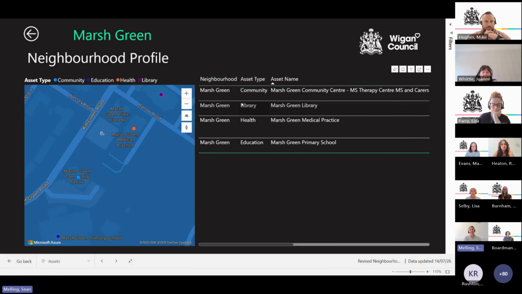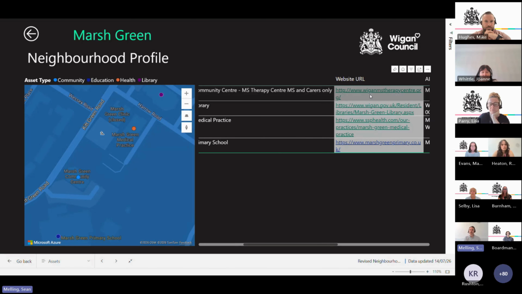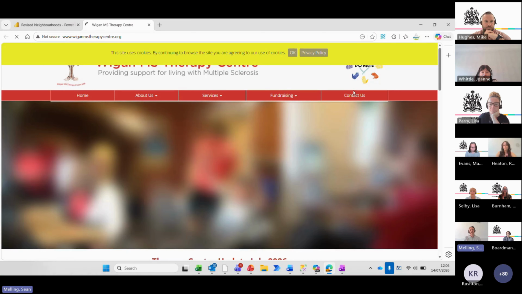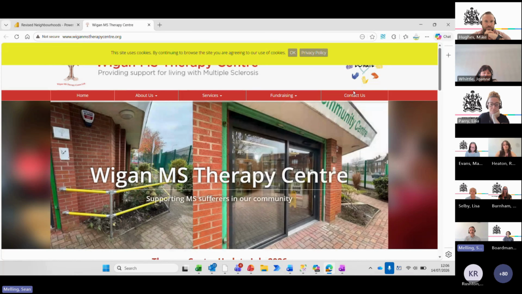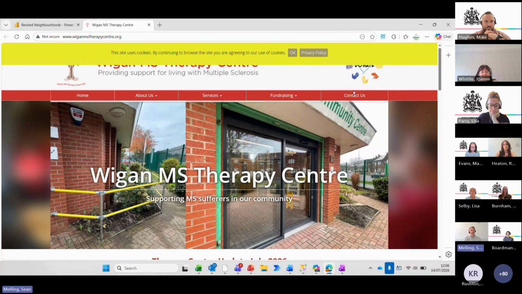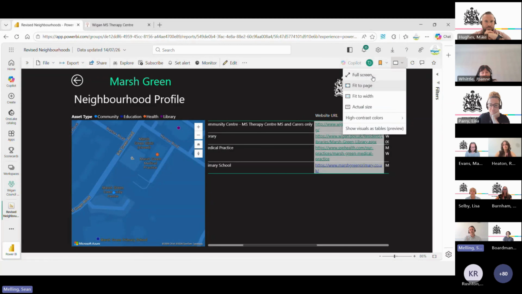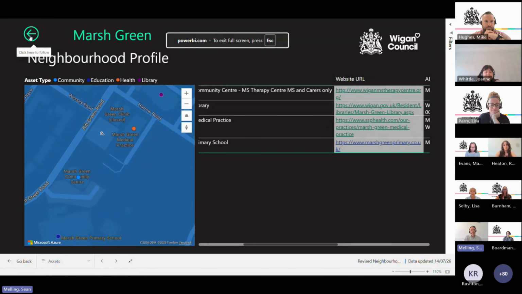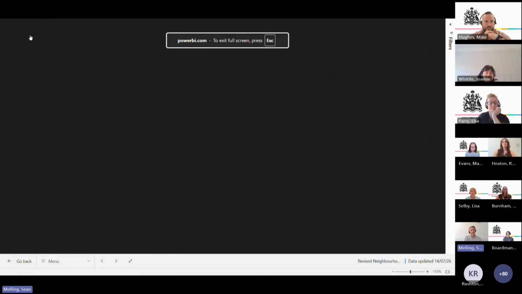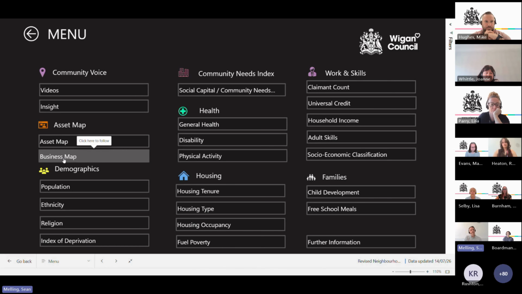One of the things that we do have, if you've got a particular asset and the asset name and you want to know more about it, you can click on the website URL and it should take you to that particular area, and it'll show you that information, and it feeds quite nicely in. Just full screen again for you. And then similarly, if I go back, this is new. This has only been pulled in the last couple of weeks.